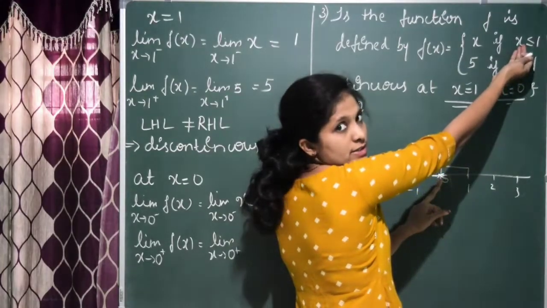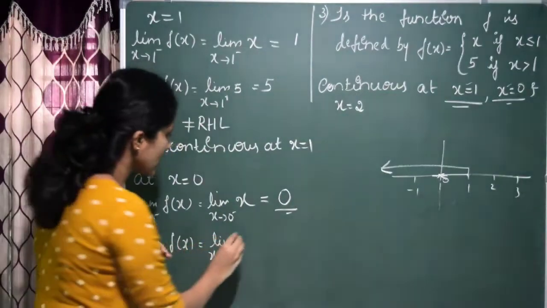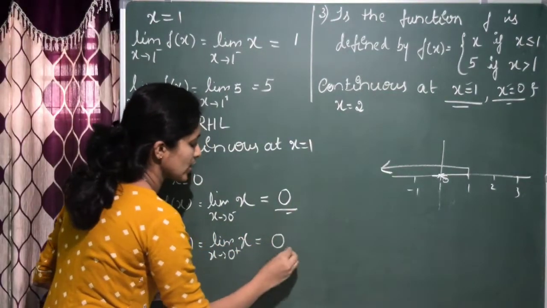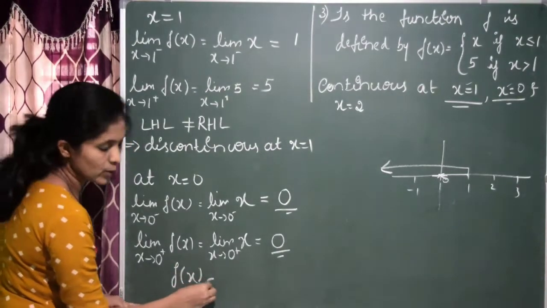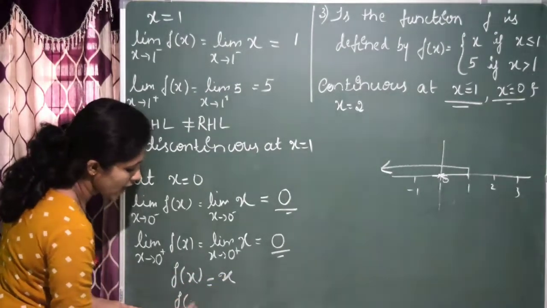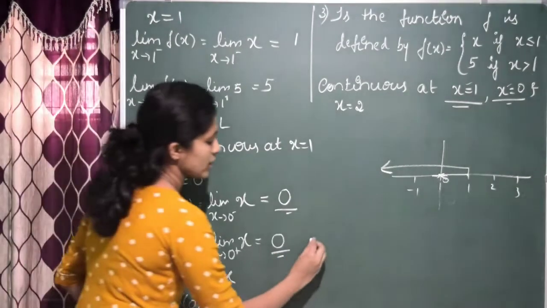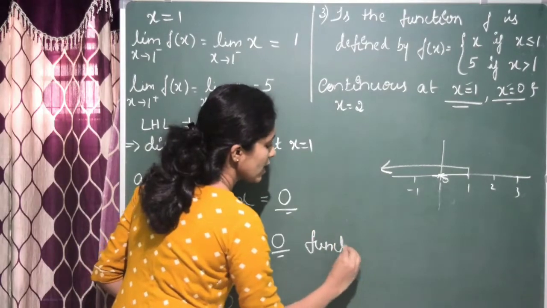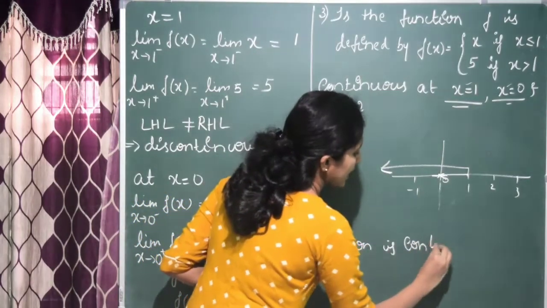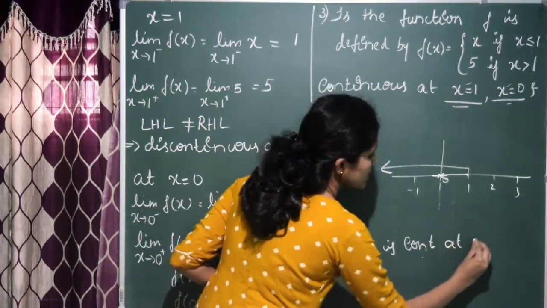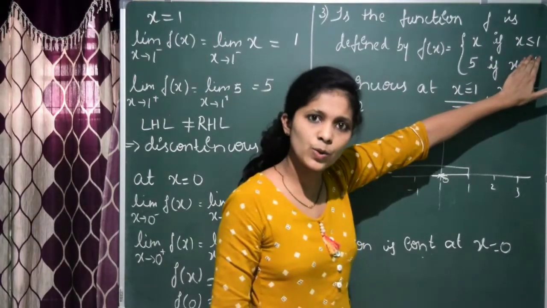The value of x is less than or equal to 1. Here only we will get that function, right? So the function is same. It is x. So this is equal to 0. Now if I substitute f of 0, the function f of x is equal to x, so f of 0 is equal to 0. By this we can say that the function is continuous at x is equal to 0.